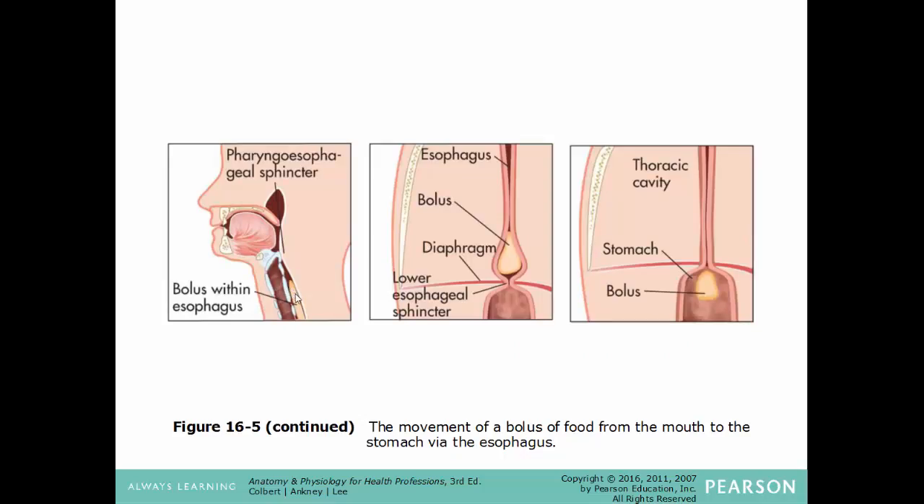As it travels down the esophagus here, it will go just beyond the diaphragm, and then here's the lower esophageal sphincter, which is normally closed to keep the contents of the stomach within the stomach. The bolus will make it open, and as the bolus enters the stomach, this closes again.